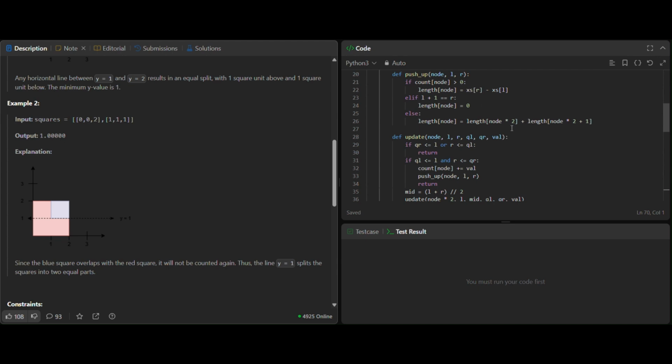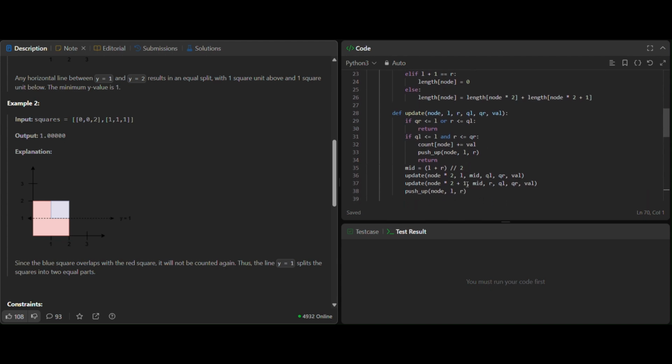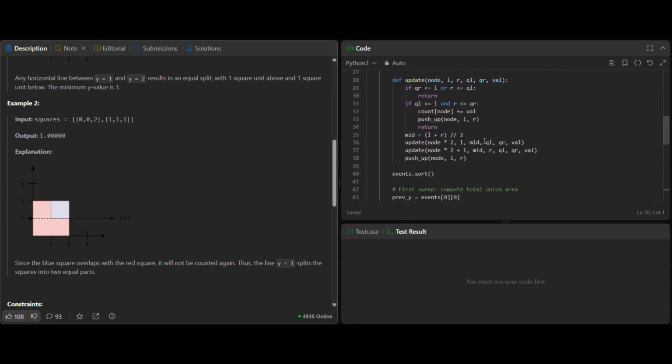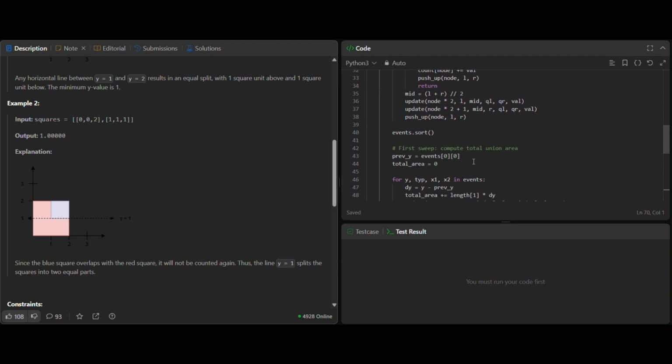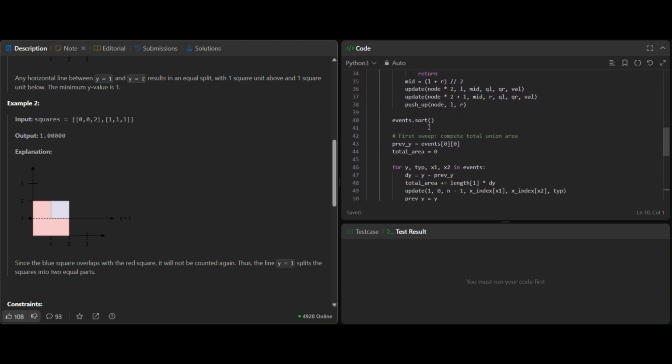We initialize arrays count and length for a segment tree, which will help us efficiently compute covered horizontal lengths. The push-up function updates the length of a node in the segment tree. If the count at the node is greater than 0, the length is the full segment. Otherwise, we sum the lengths of its children. The update function modifies the segment tree for a given interval QL to QR by adding or removing coverage, and then pushes up the changes.